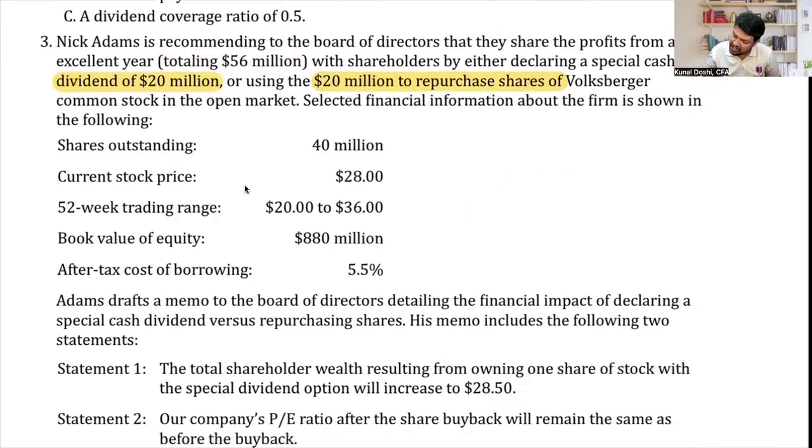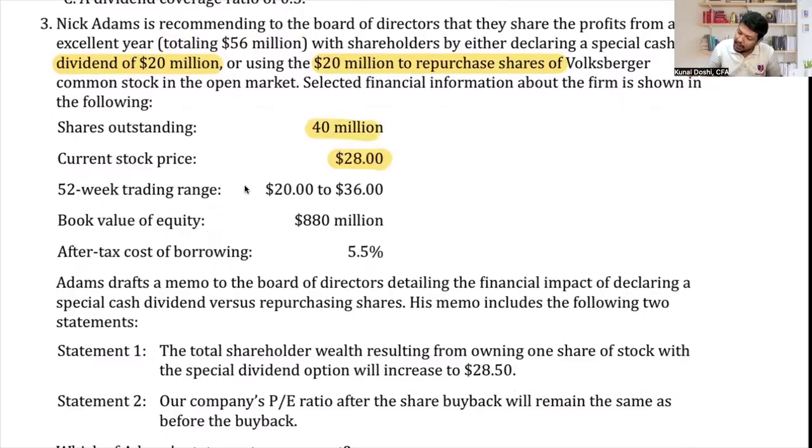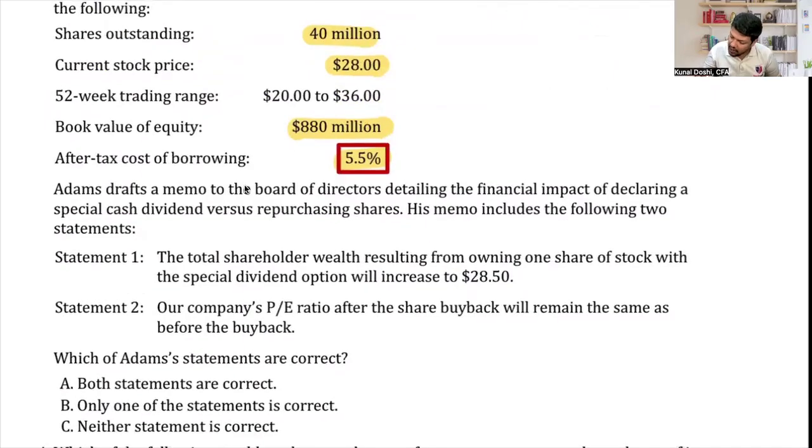Selected financial statement: shares outstanding 40 million, current stock price, 52-week trading range is given, book value of equity is given, after-tax cost of debt is given as 5.5. Adams drafts a memo on the financial impact of declaring a special cash dividend versus repurchase. His memo includes the following statements. Total shareholders' wealth resulting from owning one share of stock with the special dividend option will increase to 28.5.